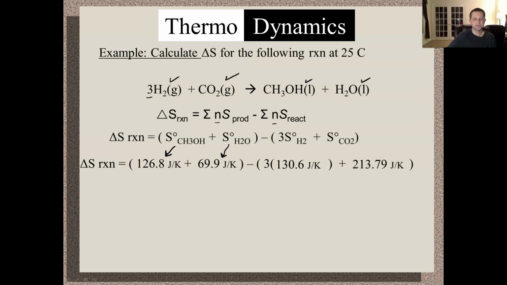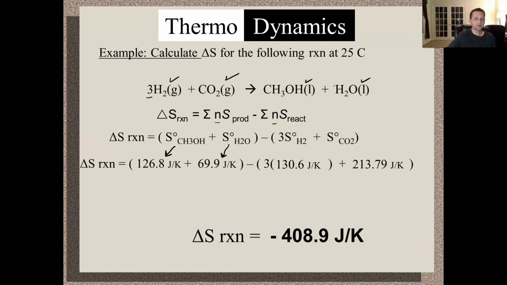So don't make a dumb math mistake, and you end up with a change in entropy value of negative 408.9 joules per Kelvin. And it looks like that makes perfect sense. So the delta S, the change in entropy, is negative. That means we're getting more orderly, and there's less disorder. That's exactly what's happening here, going from 4 moles of gas on the reactant side to 2 moles of liquid on the product side. Okay?